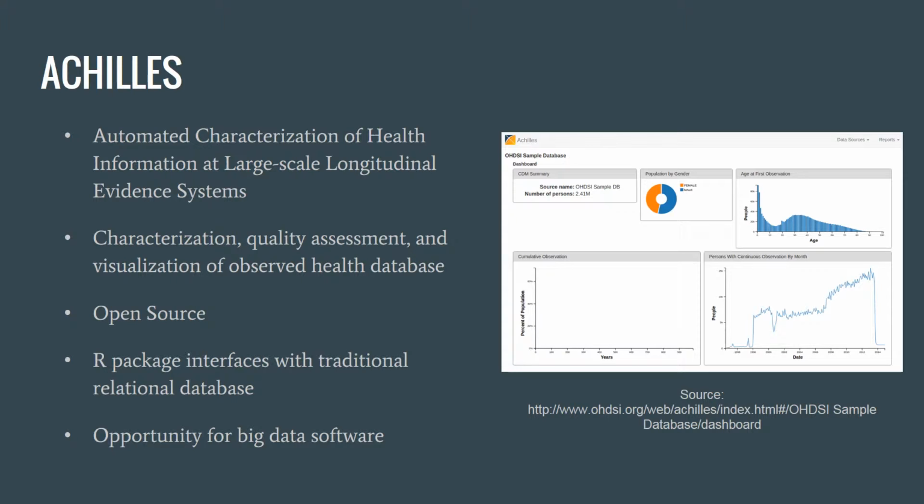ACHILLES is an acronym for Automated Characterization of Health Information at Large-Scale Longitudinal Evidence Systems. It is an open-source software tool that is designed to provide analytics for healthcare data. The tool runs over 150 various analytics against the database to produce the various characterizations of the data. For the author, with a relatively small 3 GB dataset, this process took in excess of 30 minutes to completely run once. Big data software's key selling point is the faster processing of data.